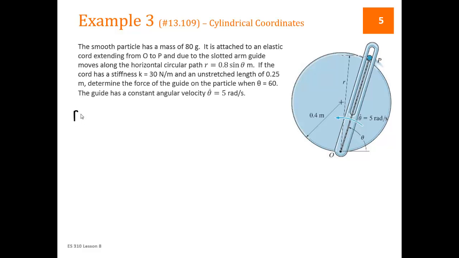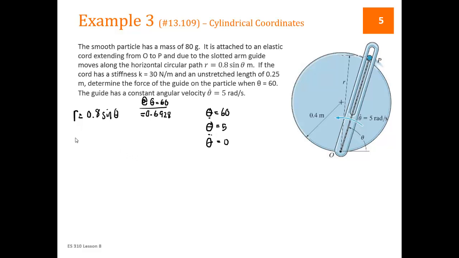So r is given. We have an expression for r. r is equal to 0.8 sine of theta. We know that the theta we're interested in is 60, and we have theta dot of 5. And that's a constant, so theta double dot is equal to 0. Alright, so if r is 0.8 sine theta, at theta equal to 60, r is going to equal 0.6928. So that's just plugging 60 into this expression.